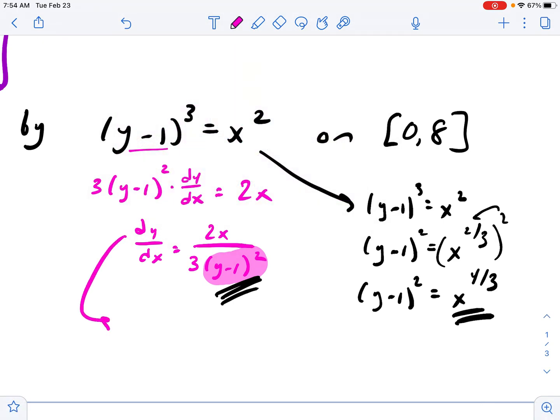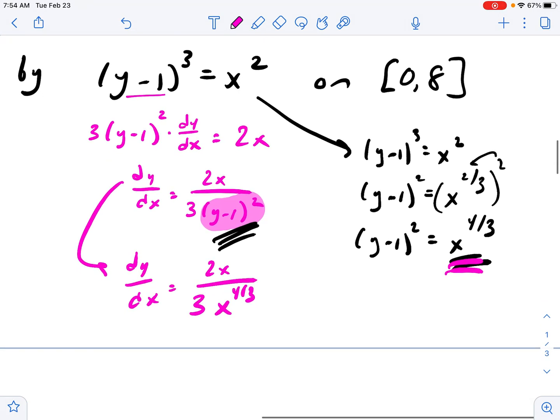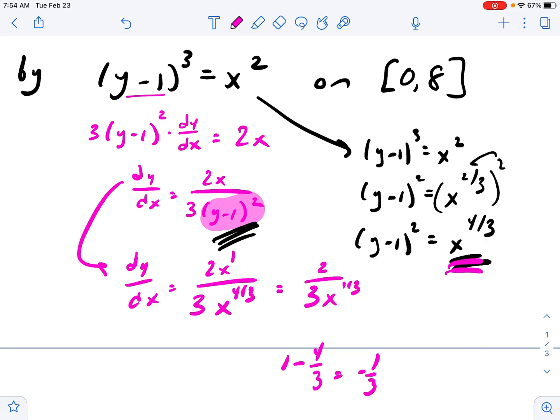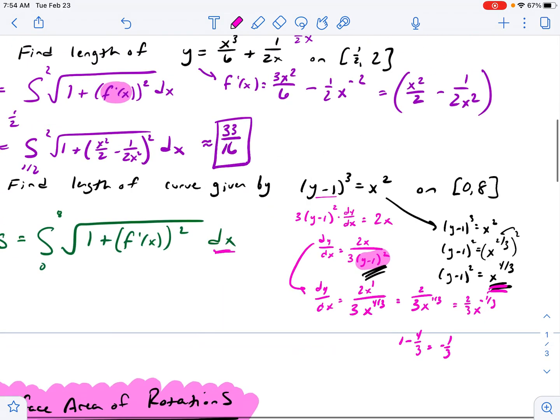So coming back down here, dy dx is 2x over 3, and then I'm subbing that in, x to the 4/3. And now we can really clean this up. We've got x to the 1st over x to the 4/3, and that's going to be what? x to the 1/3 in the denominator. And there we have it, okay? You can even go 2/3 x to the negative 1/3. And there's our f prime of x just in terms of x.